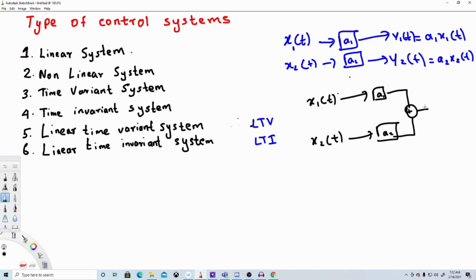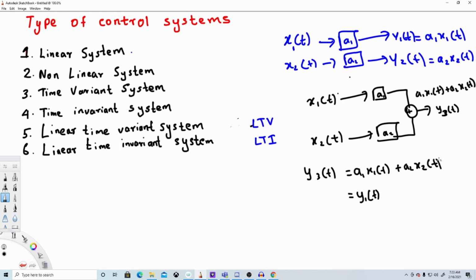We are going to get the output, let's say y3 of t. We know that x1 of t going through A1 is basically A1 x1 of t, x2 of t going through A2 is basically A2 x2 of t, and when we put the adder, these two just add up: A1 x1 of t plus A2 x2 of t. That's going to be the output y3 of t. Now A1 x1 of t is y1 of t, and A2 x2 of t is y2 of t. If it happens that when we add these two signals together we get the output of these two, it means this is following the linearity. This is a linear system.